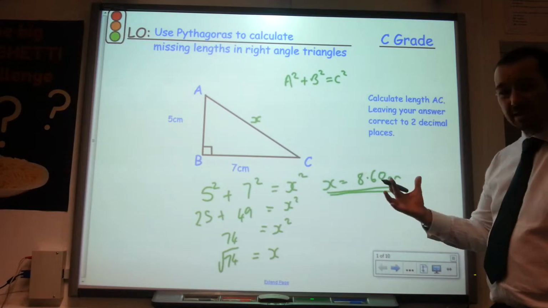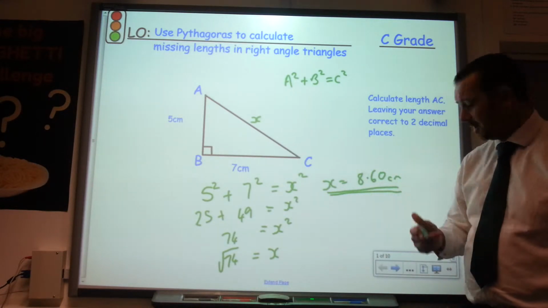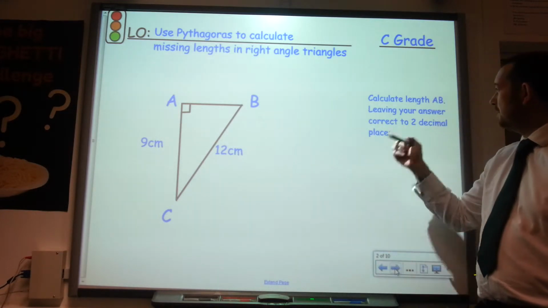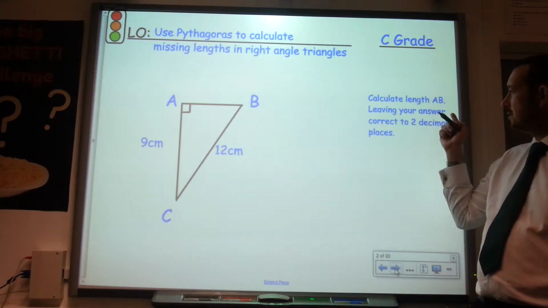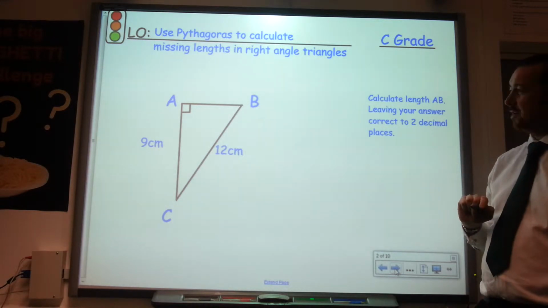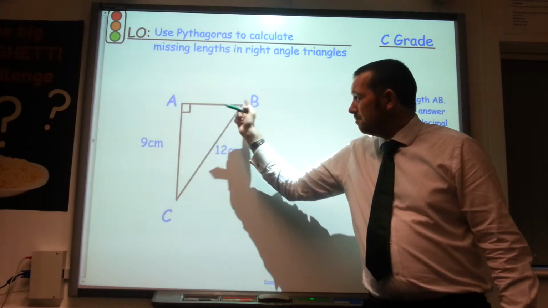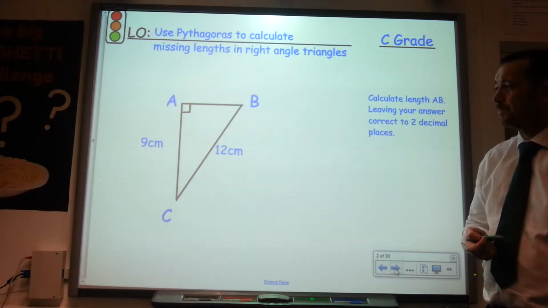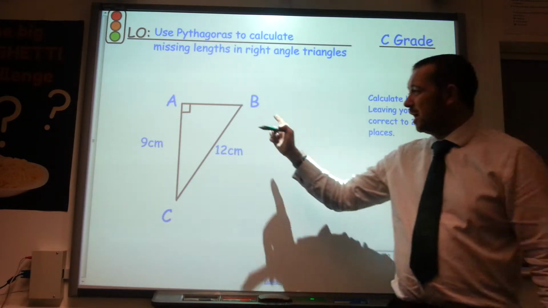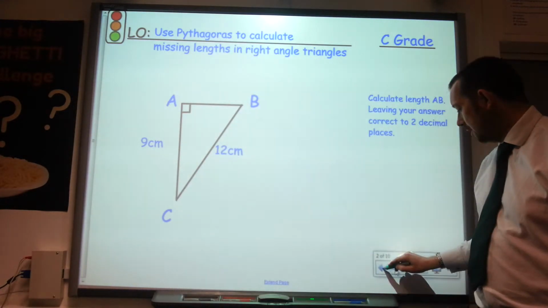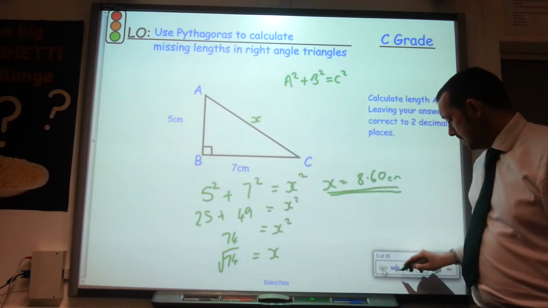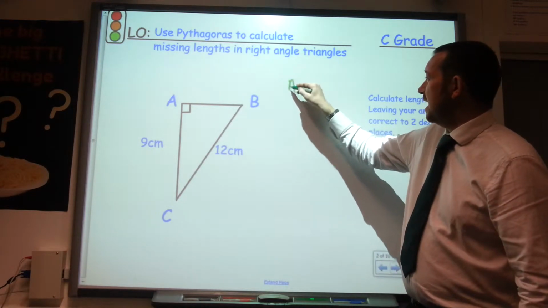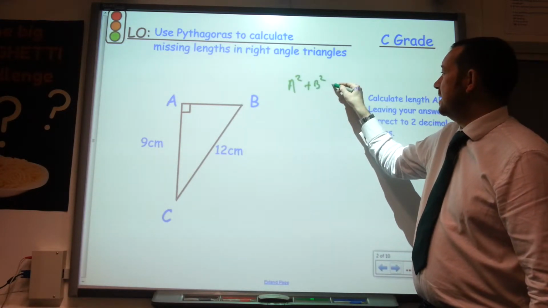The next thing, we're going to make this slightly harder. So crank it up a little notch. If we look at this question here, similar question, right angled triangle, but this time it says calculate the length AB, leaving your answer correct to 2 decimal places. Now AB is there, so why is this question a little trickier then? Well, it's a little trickier this time because I'm now looking for a shorter side. Before, I was looking for the long side. But here, I'm looking for a shorter side. Pythagoras' theorem is still true. He said that a squared plus b squared equals c squared.